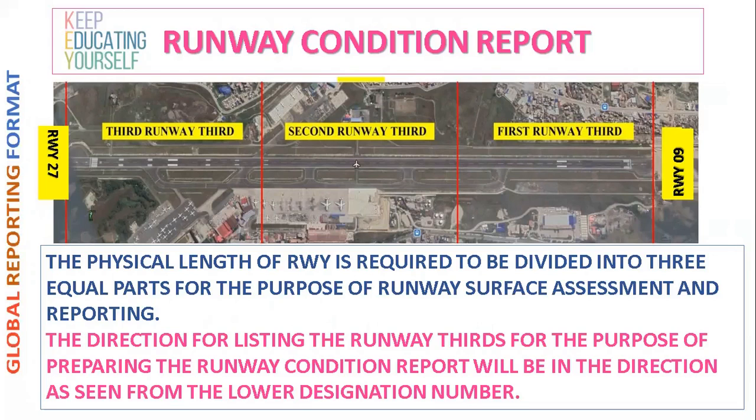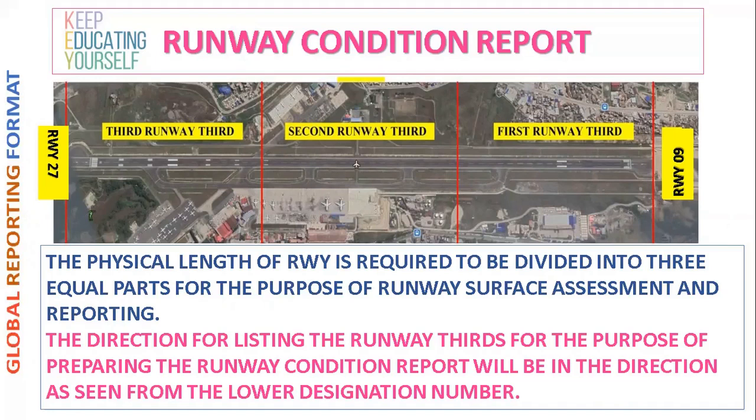So you see, towards runway 09, the first runway third I have done. Thereafter, the middle portion is known as the second runway third, and the last portion is known as the third runway third. So this is the way of dividing the runway into 3 equal parts. And we will prepare the runway condition report for the lower designator always. So here the lower designator is runway 09.